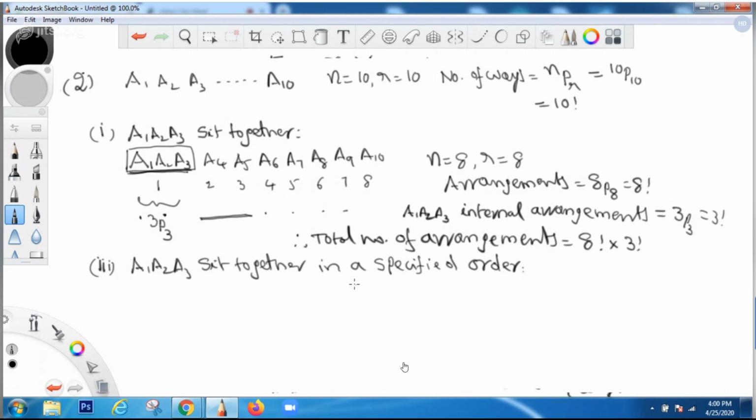So we want to find the number of arrangements. What happens here is that this is a different condition when compared with the previous one. Previously, A1, A2, A3 sit together only.